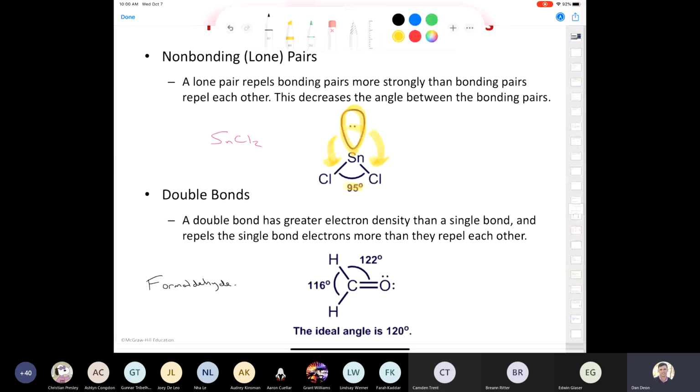And again, you see that there's a double bond between the carbon and the oxygen, and that's going to push these bonds a little bit. It's going to squeeze them a little bit more. So the bond angle here is going to be a little bigger, 122. This bond angle is going to be a little smaller. Even though the ideal bond angle is 120 degrees, for all of these bond angles shown on this entire slide, you can see how electron density can affect those bond angles.